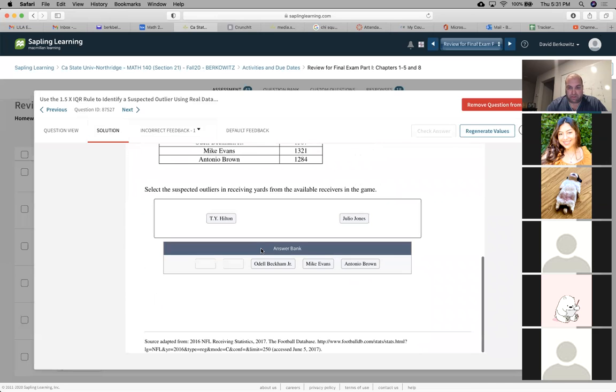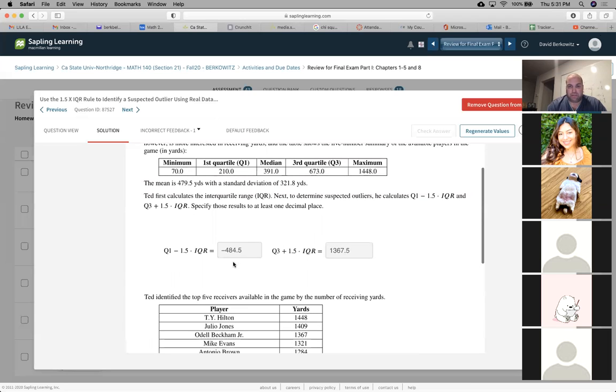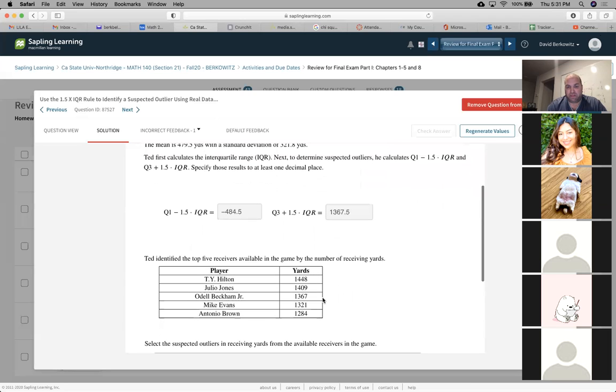That's the last part. I guess I just did that one already. All right, anyone past this number to the left or past this number to the right would fall under the category of suspected outlier. So what's past negative 44.5? Nobody, because the minimum was 70. And what's past 1367.5? Just T.Y. Hilton and Julio Jones.